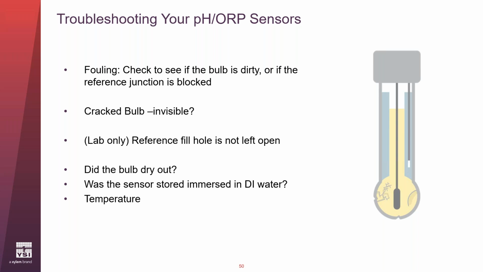And temperature. Does your thermistor work? And does the temperature seem reasonable? Is it immersed during calibration? And if the temp is on a different probe, is that probe also immersed? Basically, remember that we need to have that potential and we need to have the temperature in order to measure pH accurately. Without temperature, we don't have pH.